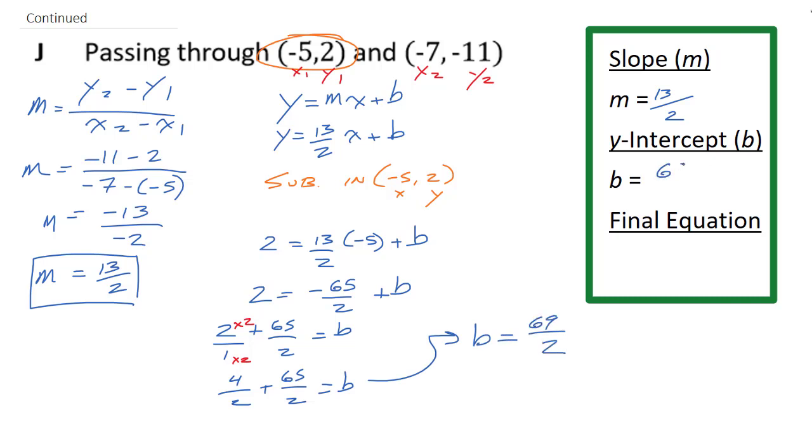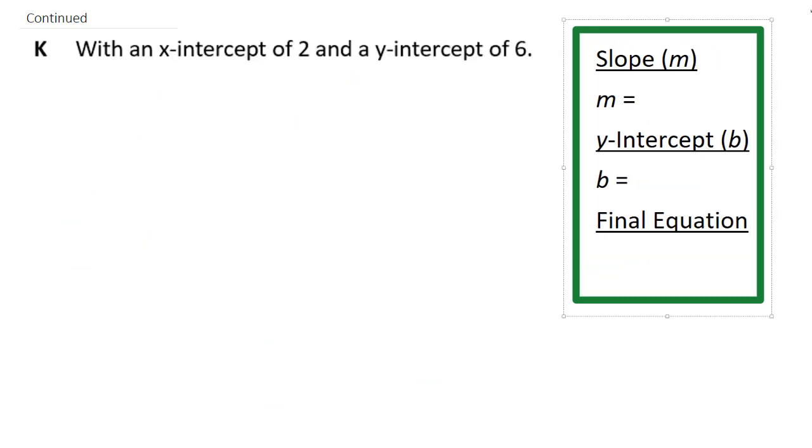So there you go. Again, it's just a messy decimal number, but that's okay. We want to leave it as a fraction. y equals 13 halves x plus 69 halves. All right, so there you go. And again, that's generally what happens with a lot of these questions. You find your slope, you take one of the points, you sub it in, you solve for b. All right, let's move on to the next.